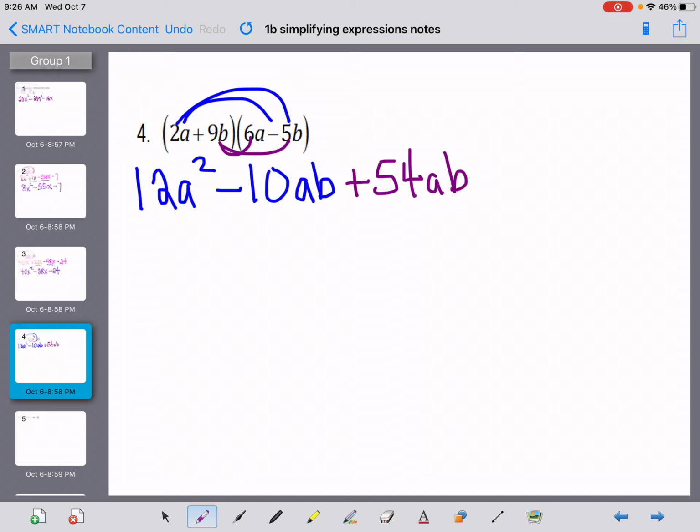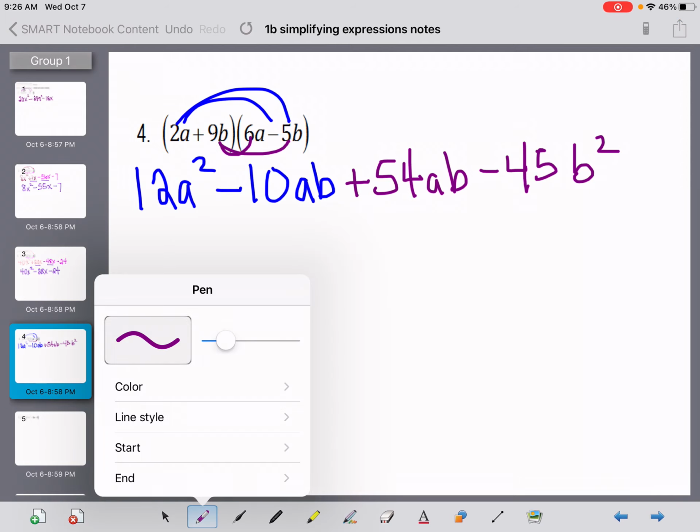And then 9b times negative 5b. So 9 times negative 5 is negative 45. B times b is b squared. And now that we've got that, we're going to combine like terms.